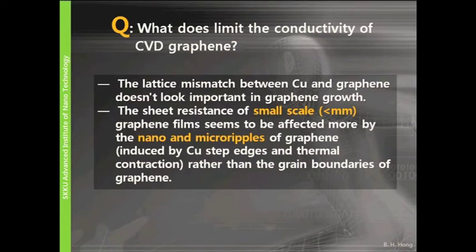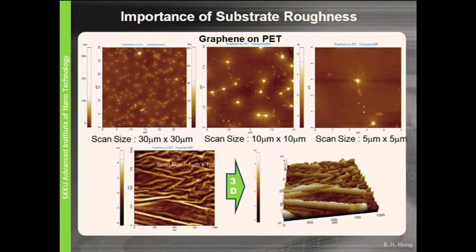Then we need to control the surface roughness of copper. And also, the substrate is also important. So if you transfer graphene onto this rough PET substrate, the sheet resistance can easily go up to kilo ohm per square. That means after transfer, some of the graphene can be suspended or broken. So we need to use a substrate whose roughness is smaller than 5 nanometer. So I guess this is also important.